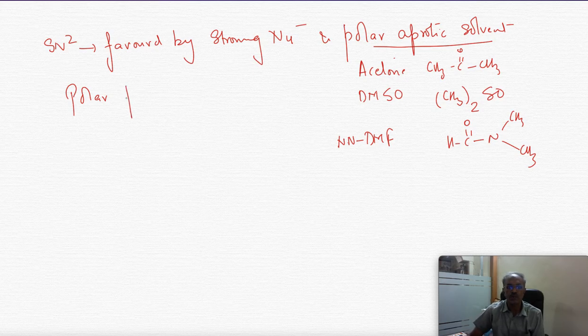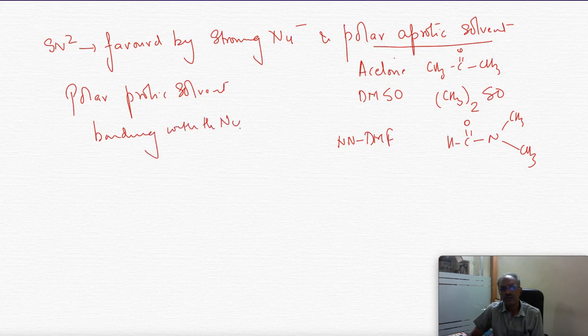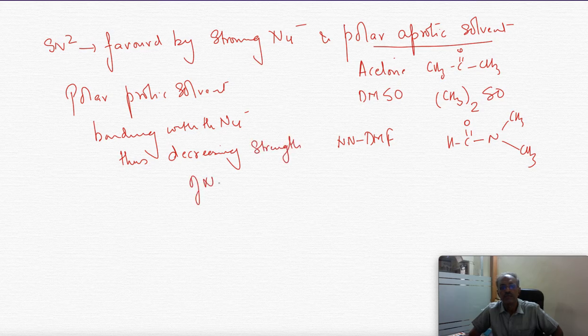But suppose I take a polar protic solvent, an alcohol, anything. If I take a polar protic solvent, then what does it form? This polar protic solvent will form bonding with the nucleophile, thus decreasing the strength of the nucleophile. The strength of the nucleophile decreases if there is bonding with the polar protic solvent. So it has to always be done in the presence of a polar aprotic solvent only.